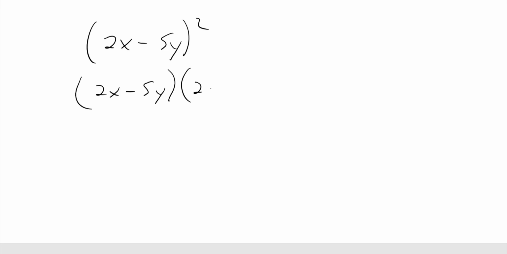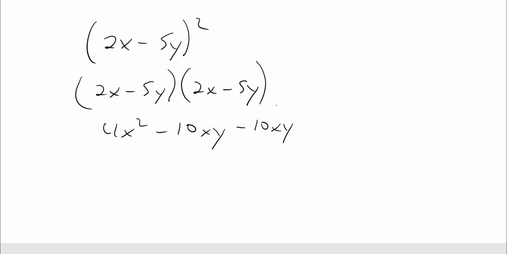Let's see. Let's do another one like this. So if I do 2x minus 5y quantity squared. So write it twice. 2x minus 5y. 2x minus 5y. And then FOIL it. So 2x times 2x is 4x squared. 2x times negative 5y is negative 10xy. Negative 5y times 2x is again negative 10xy. And negative 5y times negative 5y is positive 25y squared.